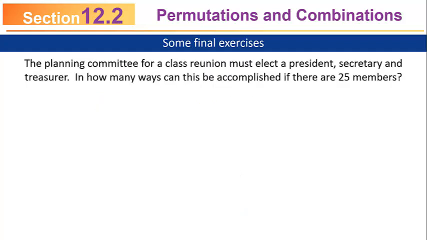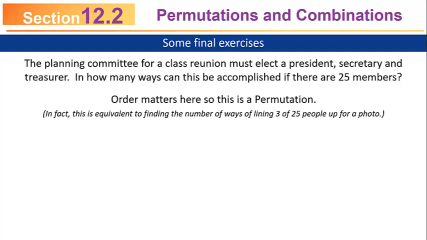How about this? The planning committee for a class reunion must elect a president, secretary, and treasurer. In how many ways can this be accomplished if there are 25 members? I'm actually going to show you a couple of ways you can do this. First of all, it is a permutation because order matters. The president, secretary, and treasurer is different than if you switch positions. That's a different arrangement. So order matters. It's a permutation. In fact, it's equivalent to a problem we've done earlier where we were taking a group of people and pulling some out and lining them up for photos, and we would know how many ways we could do that. Same thing here with president, secretary, and treasurer.